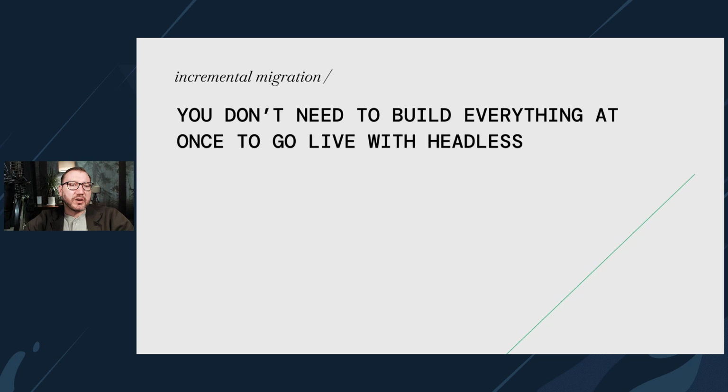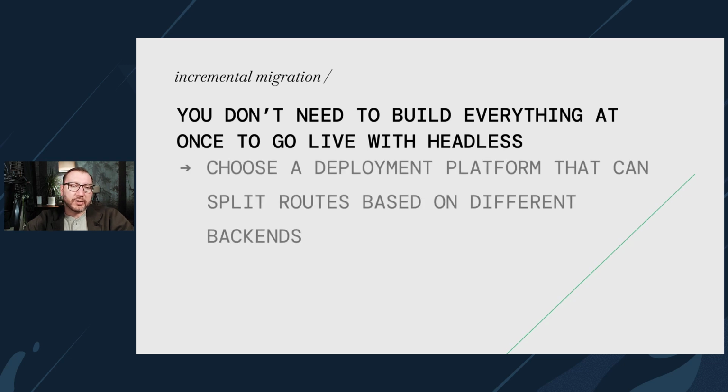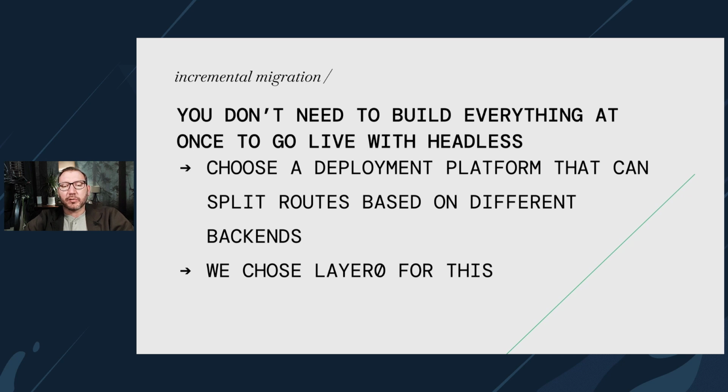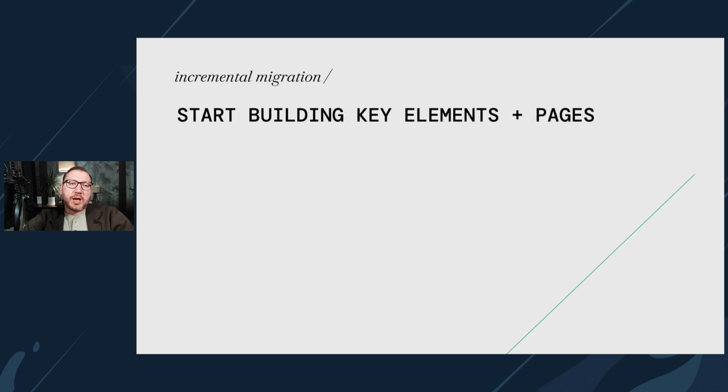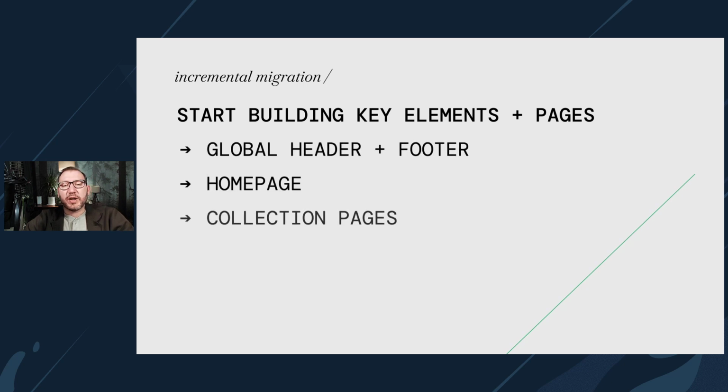And we realized that we didn't need to build everything at once to go live with headless. So we chose a deployment platform that allowed us to split our routes based on different backends. And we chose Layer 0 for this. What that meant was that we could start building key elements and pages, like our global header and footer, our home page, collection pages, product pages, and our cart. So basically, your classic shop flow, and move that to headless and have those routes point to our headless deployment, while everything else that was still in our Shopify theme was being proxied by our platform.